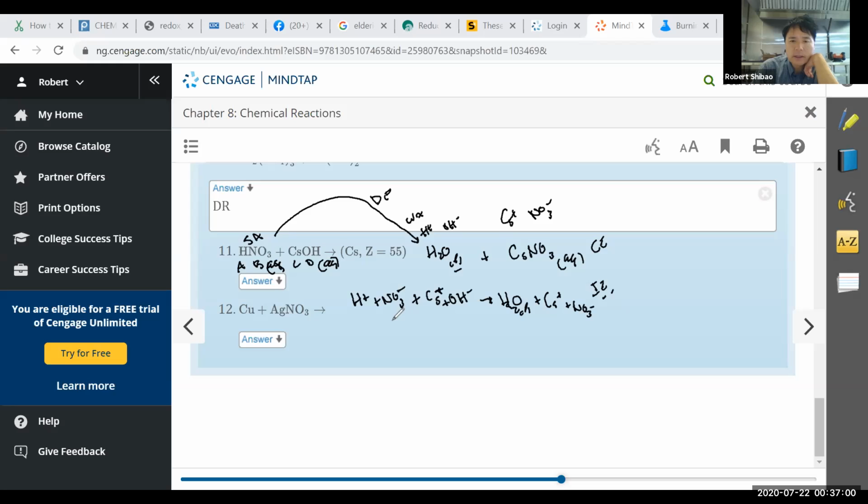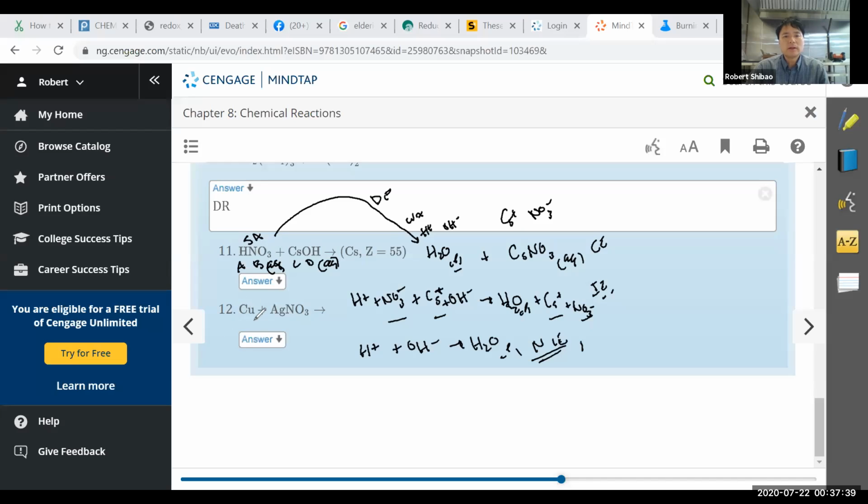Okay, let's look for the spectators. Well, it looks like nitrate's a spectator and cesium is a spectator. And so what we're going to end up with here is H plus hydroxide yields H2O liquid as our NIE, because the nitrate nothing happens to, and the cesium nothing happens to. And so this is our net ionic equation here. Could this be classified into 2 categories, double replacement or acid base? Actually, it's both, basically.